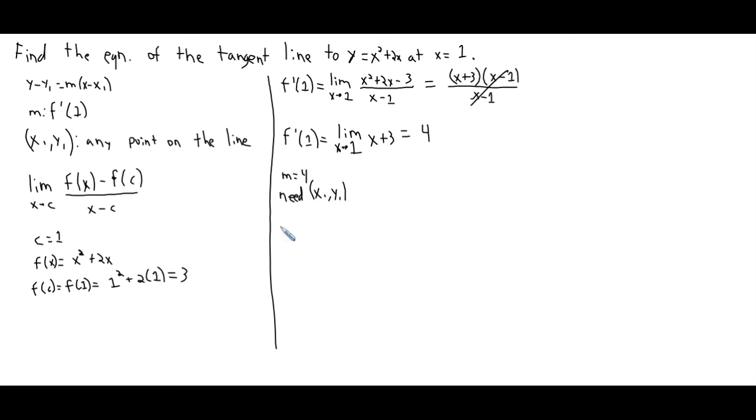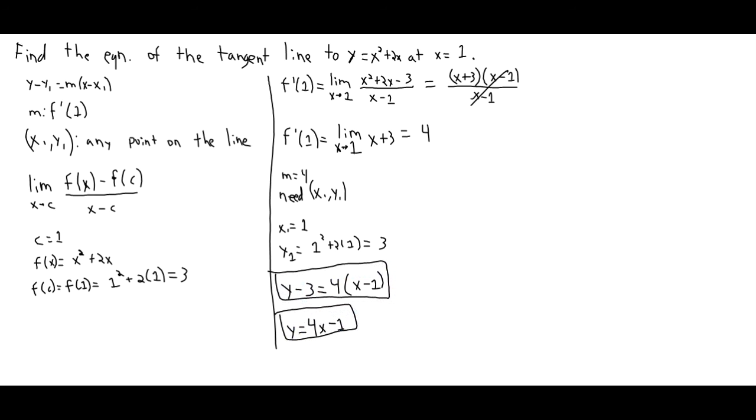So let's do that. So x1 equals 1, y1 equals, we plug in 1 squared plus 2 times 1, so y1 equals 3. And then we can just write out our point slope formula. We have everything now, right? y minus 3 equals 4 times x minus 1 in parentheses. Again, most teachers will be fine with you leaving it in point slope form, but in case they're not, just for completeness' sake, y equals 4x minus 1. That is our tangent line.